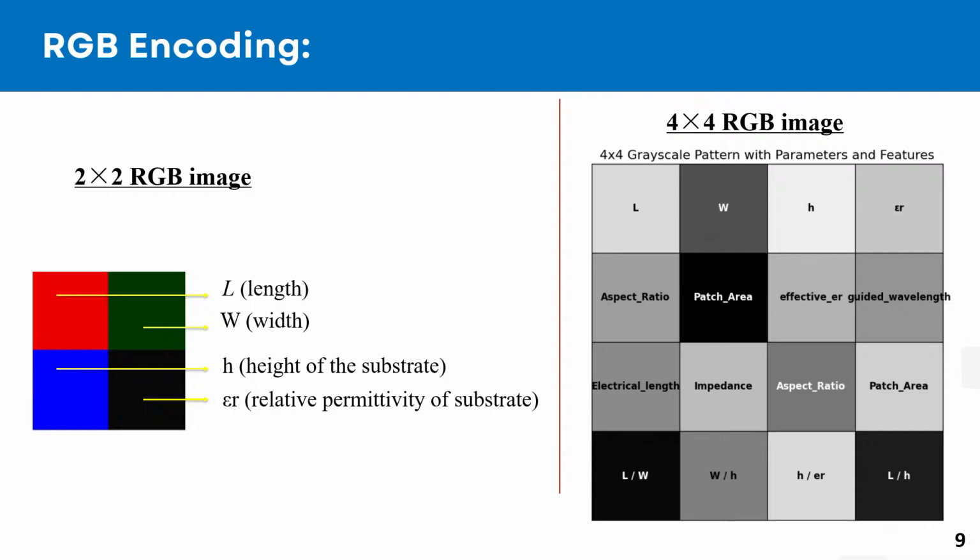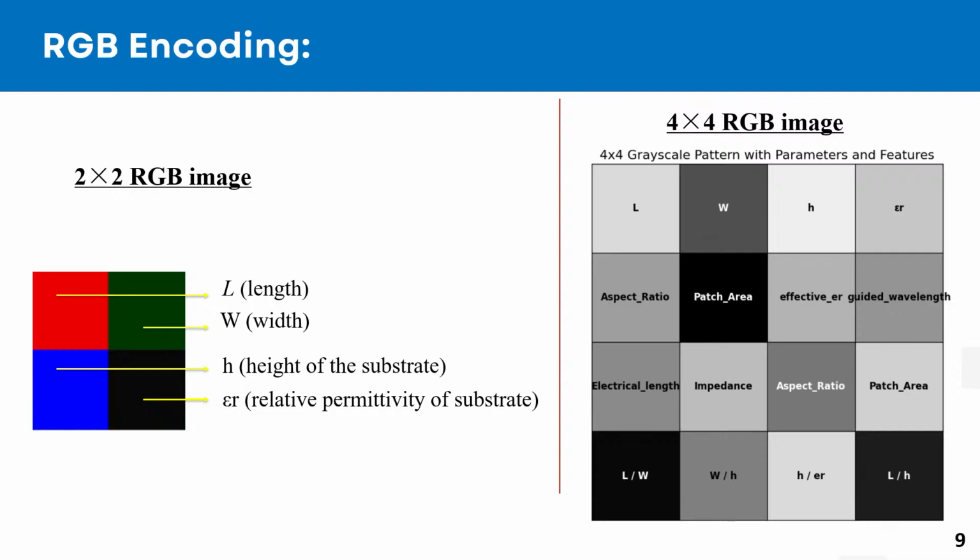On the left hand side of the slide, there is a 2 by 2 RGB image where each color channel is representing one parameter. L is represented by the red channel, W is represented by the green channel, H is represented by the blue channel, and epsilon R is represented by the gray channel, which is the combination of all the three channels.